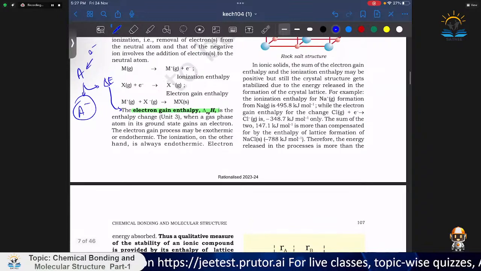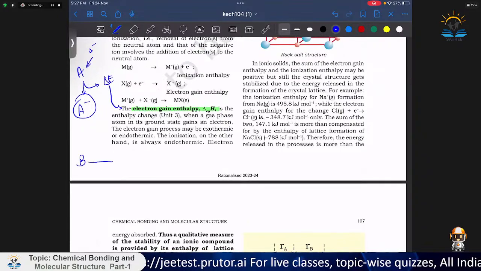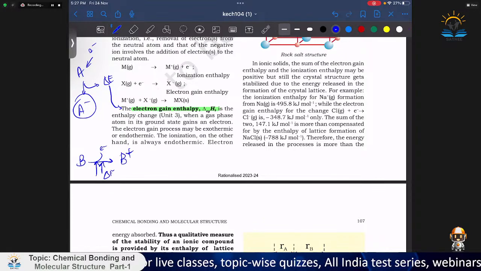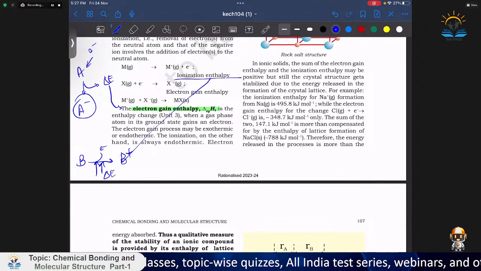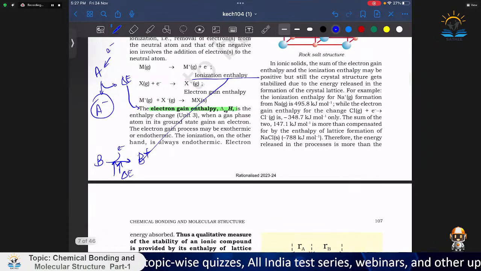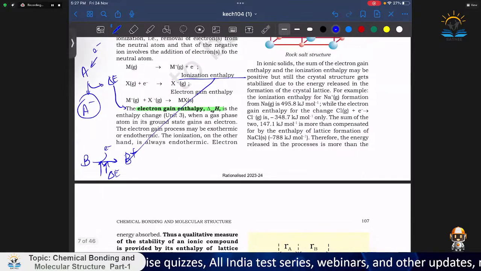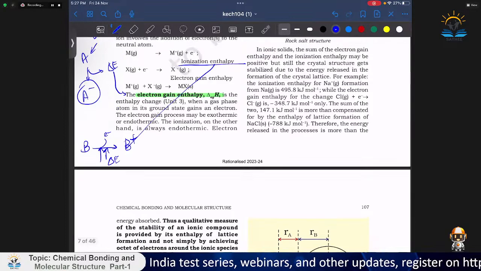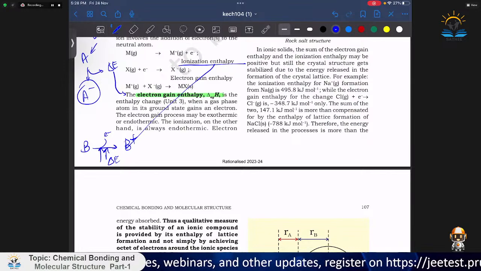When an atom loses an electron and becomes a positive cation, some energy needs to be supplied. This is your ionization enthalpy. To ionize an atom, you need the ionization enthalpy. To create an ion, you need electron gain enthalpy, and the amount of these energies basically determines what kind of ionic compound is feasible or not, right?